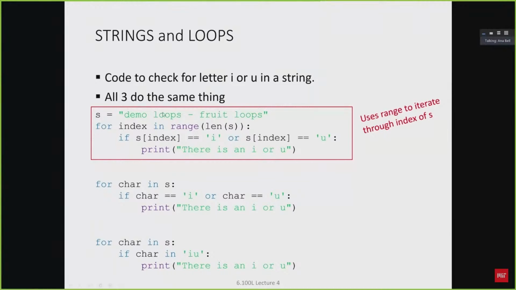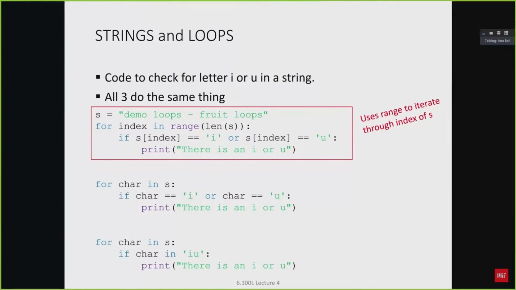So for index in range(len(s)) is basically going to say for index in range 13, or however many letters this string has, right? D, E, M, O, space, L, O, all those letters, there's probably 13 of them. So this line of code has our index take on the values 0 through 12, representing the index in s. The lowercase d will be at index 0, the lowercase e will be at index 1, and so on.